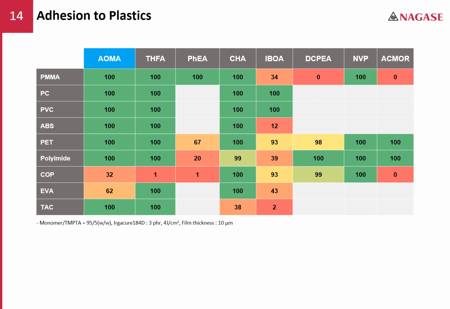So this is adhesion to plastics. And we have on the left-hand side, the first column, a range of very common plastics: PMMA, polycarbonate, PC, ABS, PET, EVA, and so forth. And on the top row, we have the range of monomers we looked at. So AOMA, it's highlighted in blue there. It's on the first column. Then THFA, CHA, IBOA, NVP, and so forth. And we see that for plastics, AOMA is one of the better ones that we have available here, measuring 100% in plastics. For COP and EVA, it falls down a little bit, but other than THFA, which really was quite good for all of them except COP, most of the other monomers tend to have fair to poor adhesion.